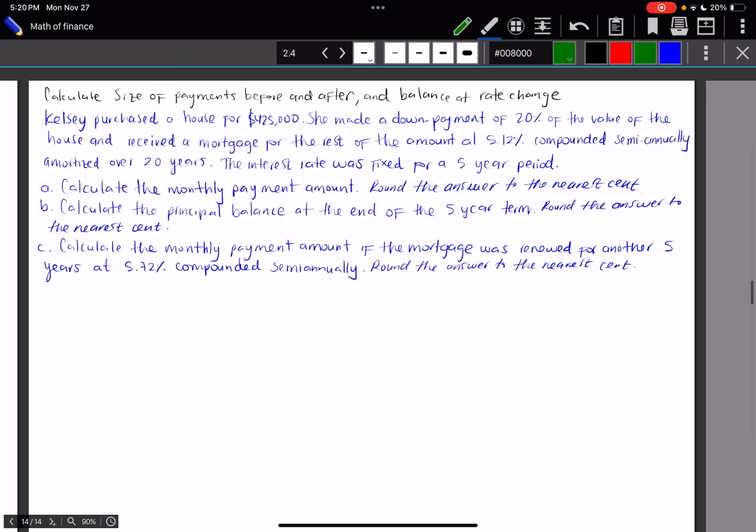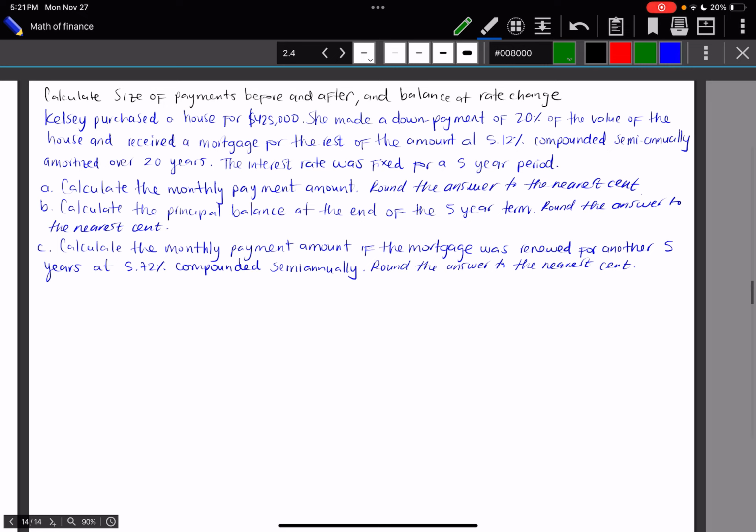Consider an example where Kelsey purchased a house for $425,000. She made a down payment of 20% of the value of the house and received a mortgage for the rest of the amount at 5.12% compounded semi-annually, amortized over 20 years. The interest rate was fixed for a 5-year period.